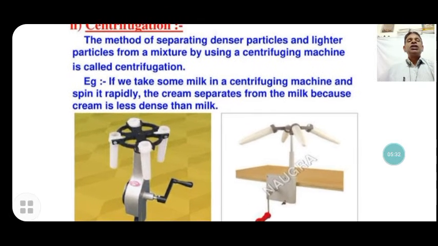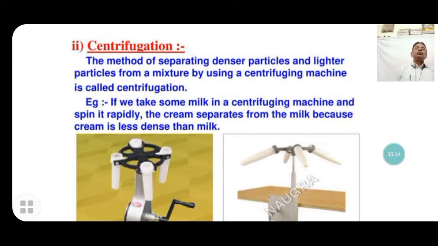Next, centrifugation. This process is used for separating the components of a colloid. A colloid is a heterogeneous mixture in which there are two components, a dispersed phase and a dispersing medium. Both components are separated out through the process of centrifugation. Colloids are like milk and blood.